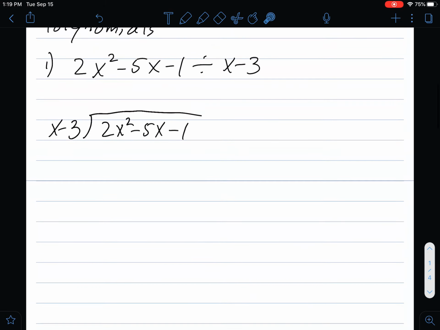And we're going to do a very similar thing over here. We're not going to look at x minus 3 going into the whole polynomial, 2x squared minus 5x minus 1. We are only going to look at 2x squared and x, the first 2 terms of each. This goes in 2x times. 2x squared divided by x is equal to 2x. And this 2x is what's going to be the first part of our quotient.